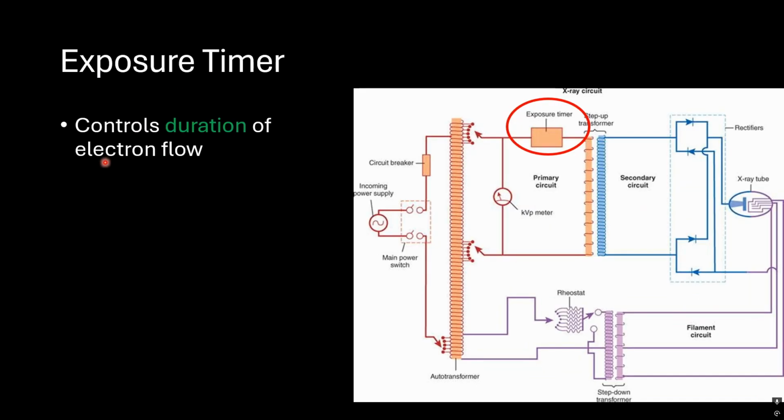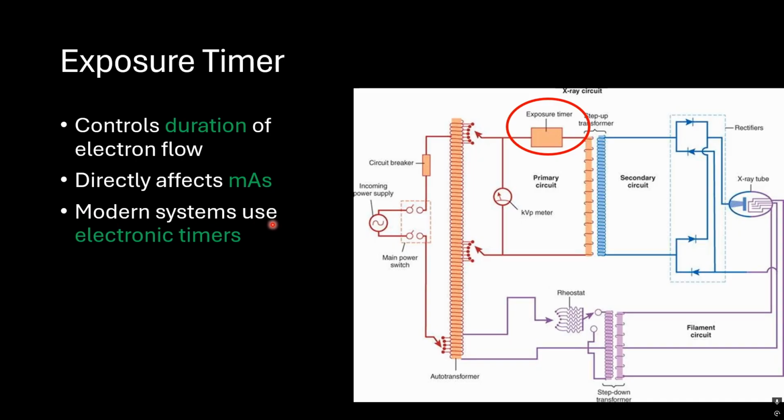Next, we have the exposure timer. It controls the duration of electron flow, so it can increase the time of the exposure. It directly affects mAs. As we increase the time of exposure, for sure we are increasing our mAs. Modern systems use electronic timers. In the old days, they used mechanical timers, which now are obsolete because they are not as accurate as electronic timers.